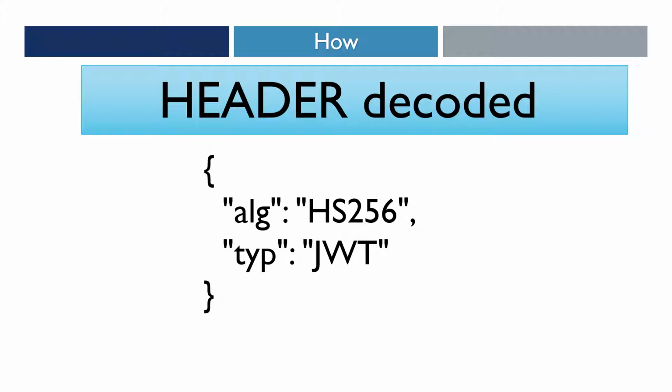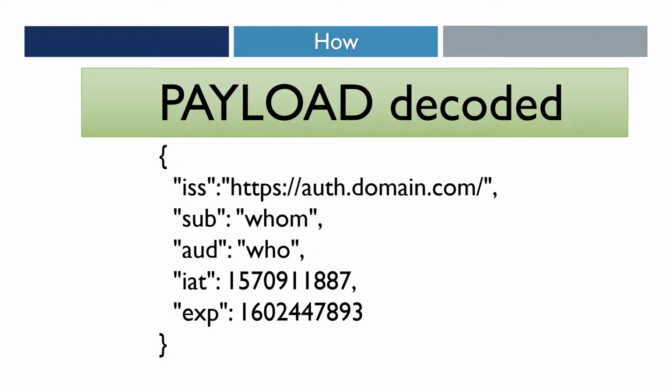The header has two parts, the type of the token, which is JWT, and the hashing algorithm, such as HMAC SHA-256. The second part of the token is the payload, which contains the claims. Claims are statements about the user and additional metadata. There are three types of claims: reserved, public, and private claims. Reserved claims are iss (issuer), sub (subject), aud (audience), iat (issued at), and exp (expiration time).